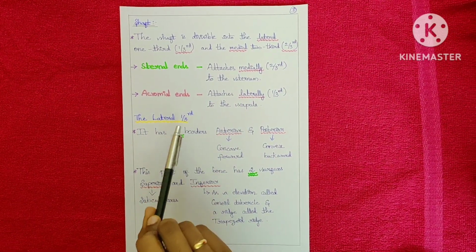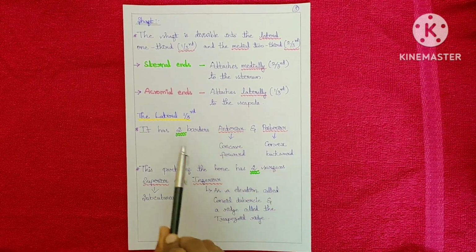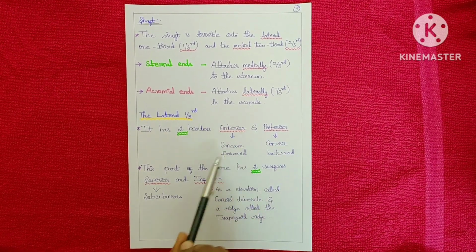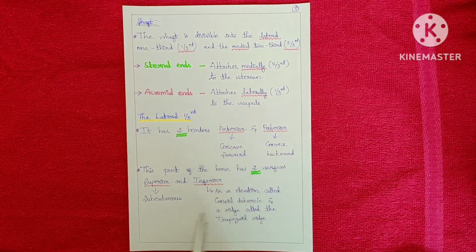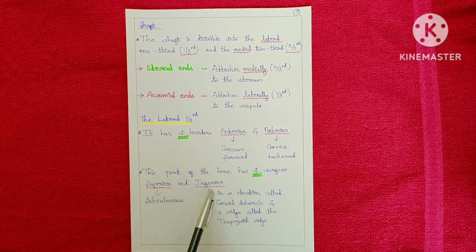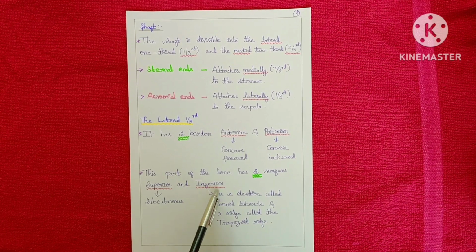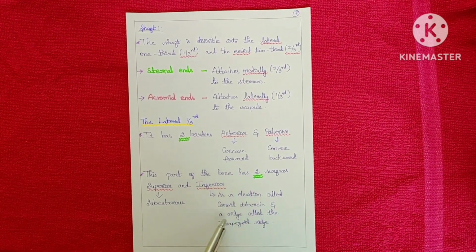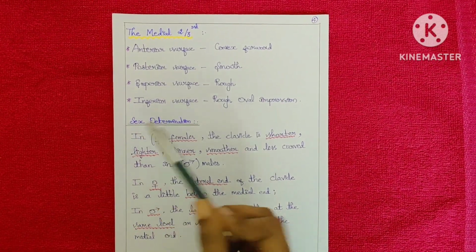Now we'll see about the lateral 1/3. It has two borders and two surfaces. The two borders are anterior and posterior borders. The anterior border is concave forward and the posterior border is convex backward. So now we'll see about the two surfaces. The two surfaces are superior and inferior surface. The superior surface is subcutaneous throughout and the inferior surface has an elevation called the conoid tubercle and a ridge called the trapezoid ridge. We have seen the lateral 1/3.